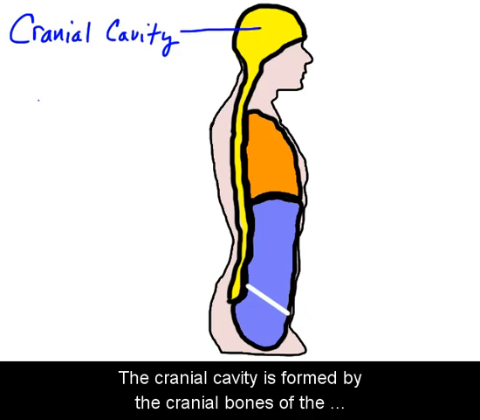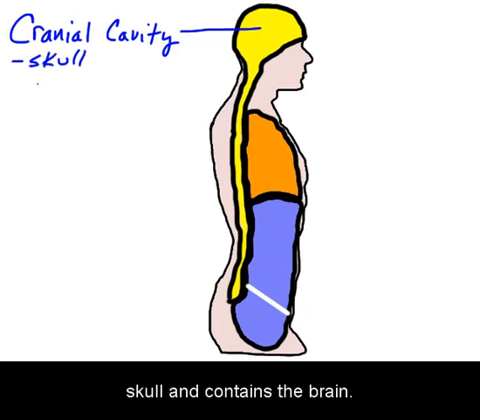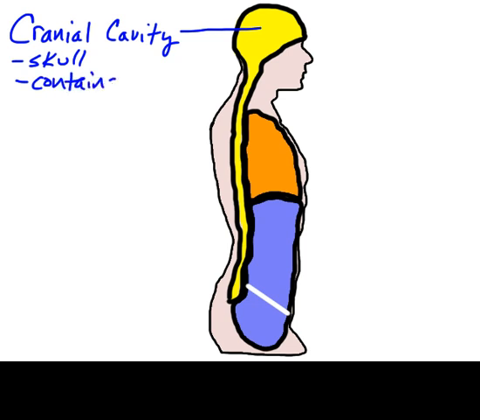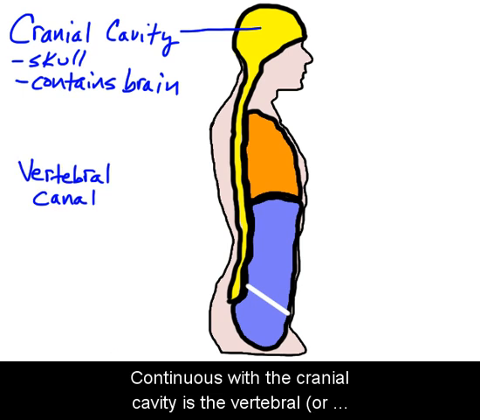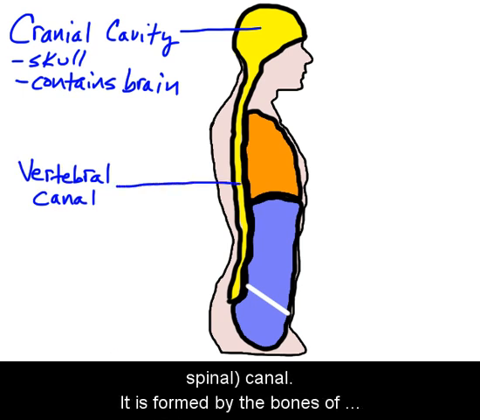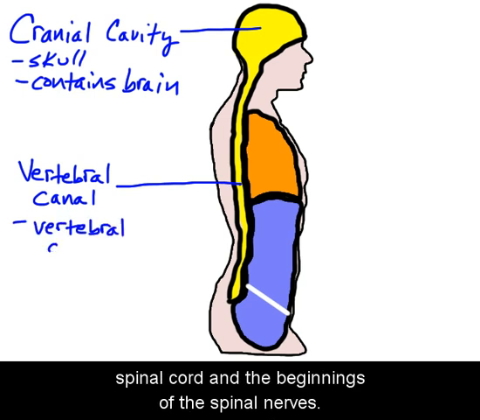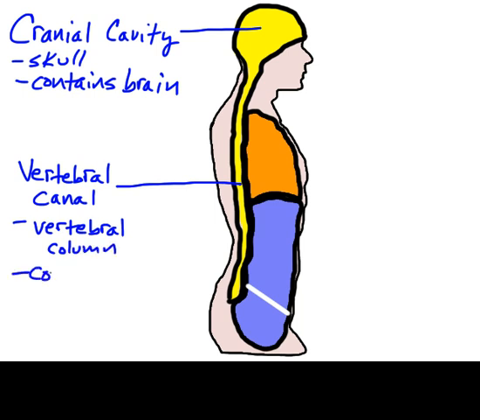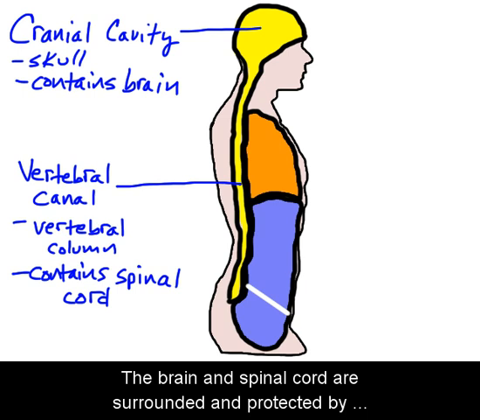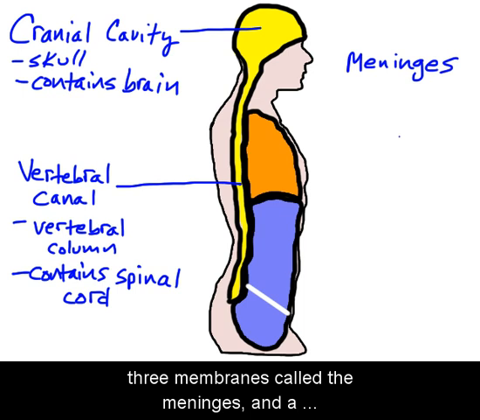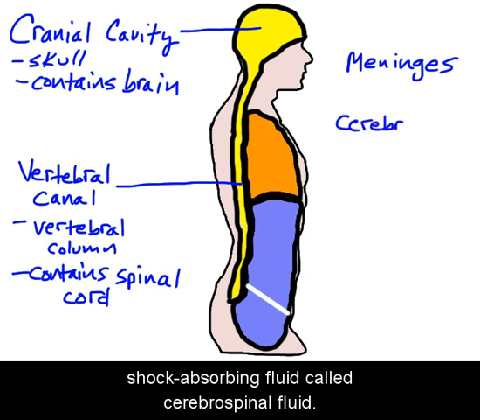The cranial cavity is formed by the cranial bones of the skull and contains the brain. Continuous with the cranial cavity is the vertebral or spinal canal. It is formed by the bones of the vertebral column, the backbone, and contains the spinal cord and the beginnings of the spinal nerves. The brain and spinal cord are surrounded and protected by three membranes called the meninges and a shock-absorbing fluid called cerebrospinal fluid.